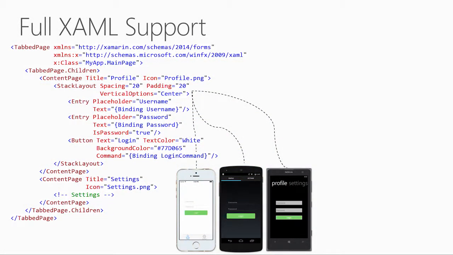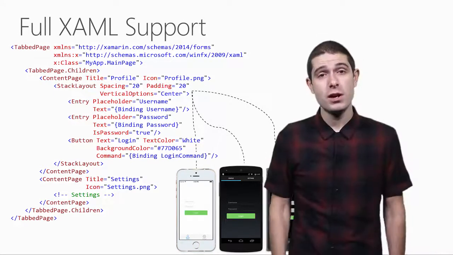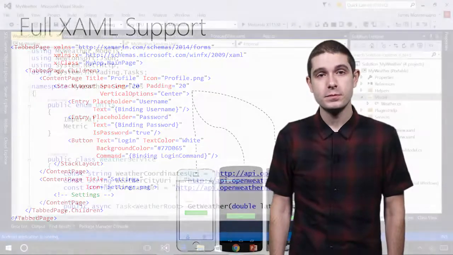It looks a little bit something like this. Let's say I'm creating a login page. I have a stack layout, 2 entries, and a button that's green that has a command binding to the login command. And as we can see on the bottom, we have our iOS, Android, and Windows Phone applications, 100% native, all using the shared XAML codebase.